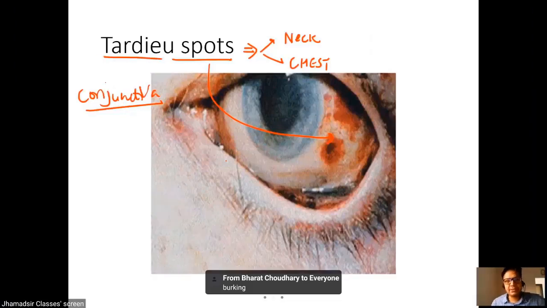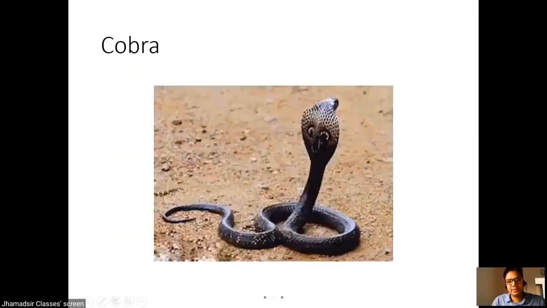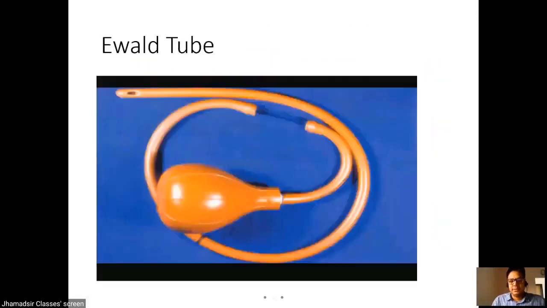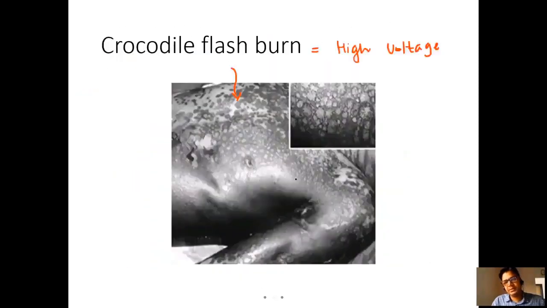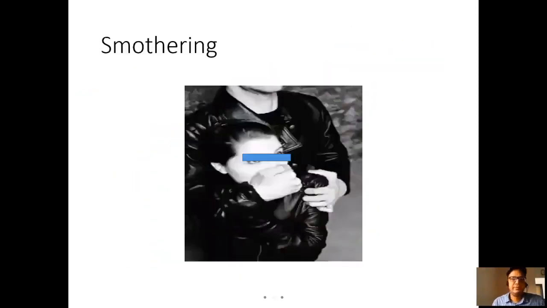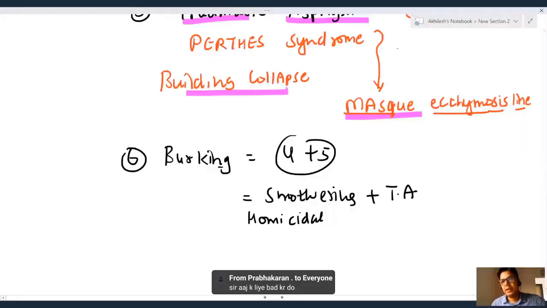You can see some pictures if you want to see. This is a very important one. One picture is of smothering. Yes, both nasal and oral passages are blocked. This is smothering.